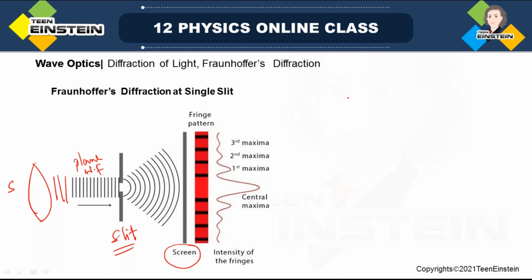And after diffraction, you know what happens in the slit. The slit is the opening, and the plane wave front is coming and illuminating it. Each point on the wave front will act as a new source of secondary wavelets, and those secondary wavelets will interfere and give rise to the diffraction pattern.